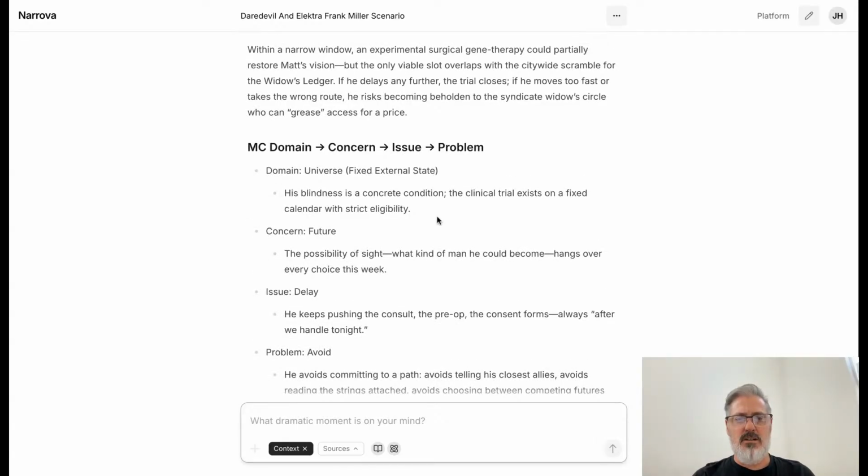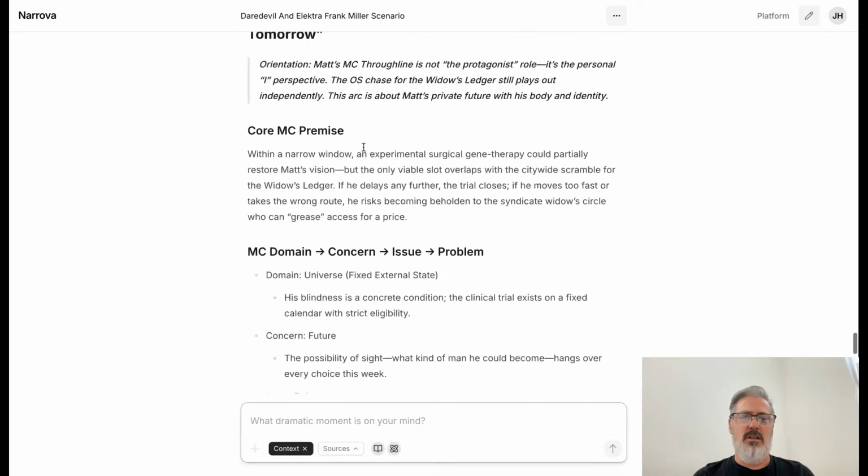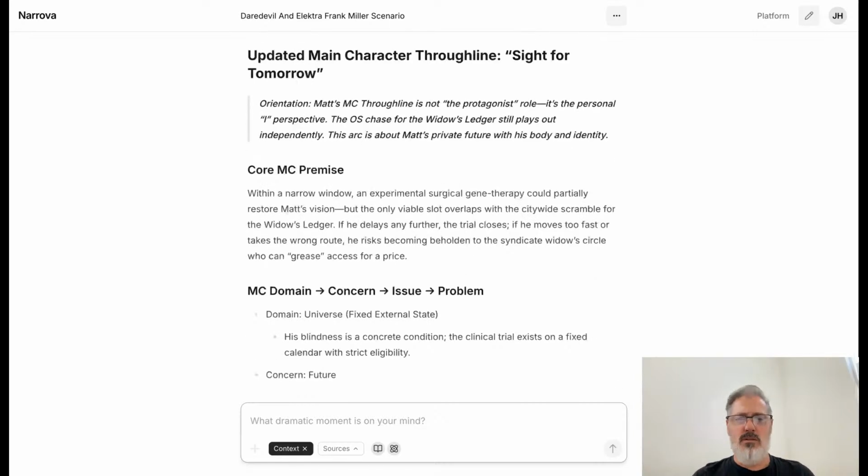His blindness is a concrete condition. The clinical trial exists on a fixed calendar with strict eligibility. Okay, so within a narrow window, an experimental surgical gene therapy could partially restore Matt's vision, but the only viable slot overlaps with the citywide scramble for the widow's letter. So do you see how there's that inequity now between the personal and the plot? And it fits thematically with it. So if he delays any further, the trial closes. If he moves too fast or takes the wrong route, he risks becoming beholden to the syndicate Windows circle who can grease access for a price.